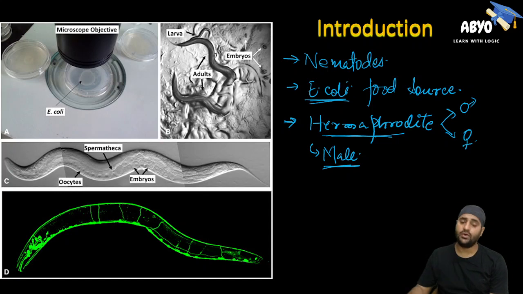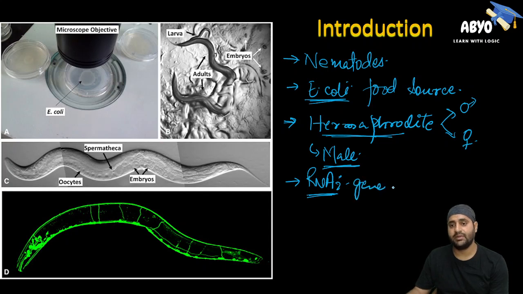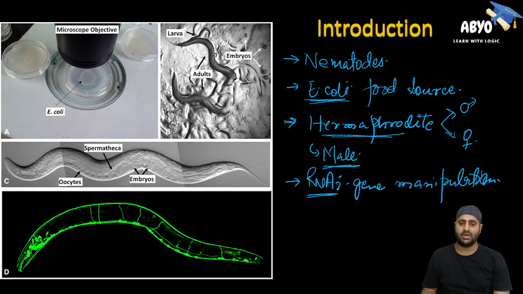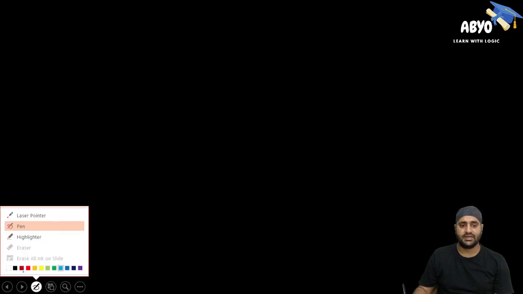Okay. Now, why is it so important? The idea of gene manipulation through RNA interference: we have studied a lot of information related to C. elegans by applying the concept of RNA interference for genetic manipulation. Now, this is the overall idea about C. elegans, the introductory part of C. elegans.